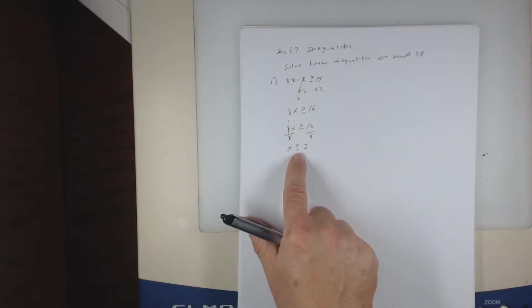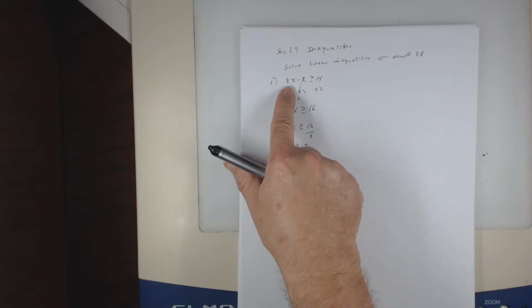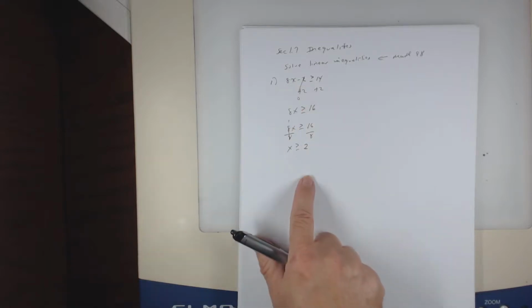Yeah. Well, let's see why 0 doesn't work. Is 0 in here? No. What's 8 times 0? 0. What's 0 minus 2? Negative 2. Is negative 2 bigger than or equal to 14? No. All right, so those are your solutions.